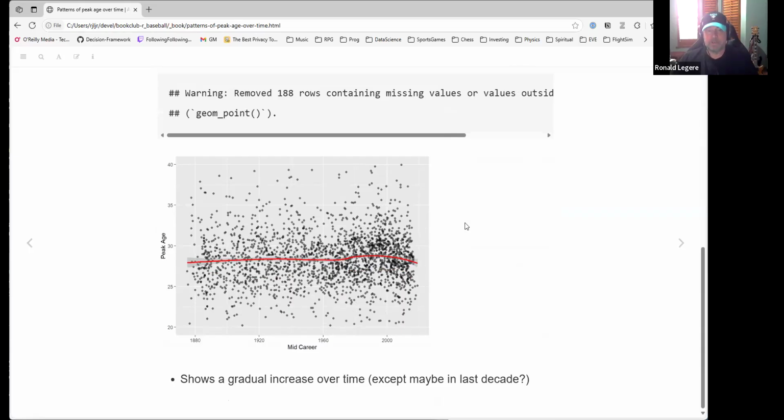This is one of those things, if I really was interested, I'd want to look at a little more carefully. Maybe put in some more predictors. I'd probably use a Bayesian model or something like that to try to get a better understanding of the uncertainties here. Probably do a hierarchical model that takes into account position, that kind of thing. But maybe he says there's a gradual increase. I don't know. I'll believe him.